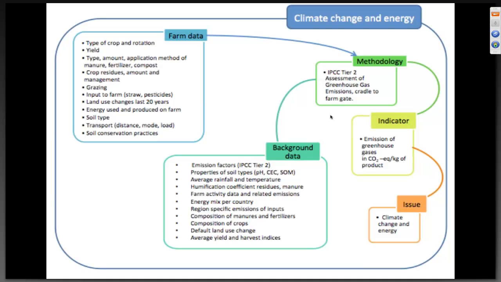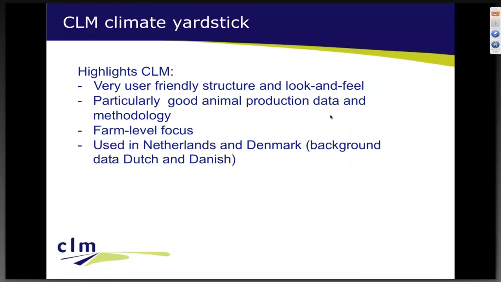And both the background data and the farm data go into the methodology that you have to choose. You have to decide, let's take this methodology for calculations, leading to an indicator for information about a particular issue. We've made drafts of this kind of flowcharts for several environmental issues. This is the way the calculator is constructed, and this is all the way when you talk to people, if you compare calculators, you'll have to take this out and say, okay, what's the input, what's the methodology, what's the output. The Climate Yardstick that we produced about 6-7 years ago is very friendly for the user.